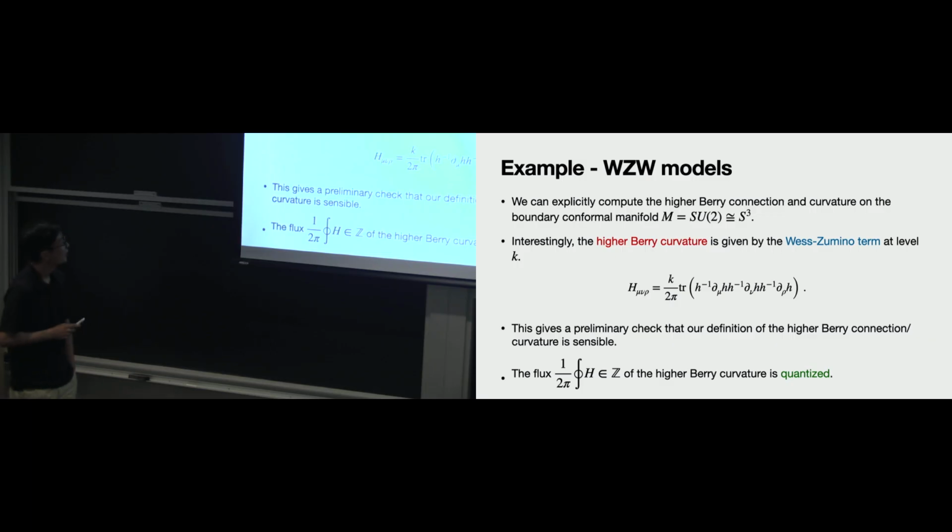Now, I take this example and I compute this OPE coefficient and explicitly plug that into our definition of the higher Berry connection and curvature. And we find that in this case, the higher Berry curvature is given by the Wess-Zumino-Witten term at level K. And it seems like something meaningful. So this gives some preliminary check that our definition of the higher Berry connection and curvature is doing something physically meaningful. And one observation is that the flux of this three-form across the entire conformal manifold seems to be always quantized. And later we see an example where this is violated.